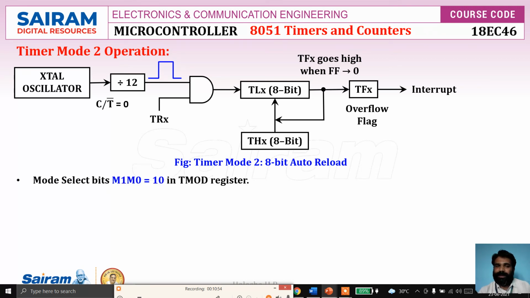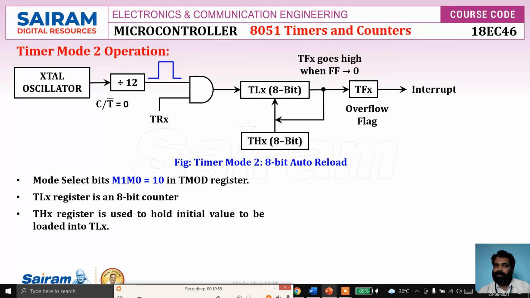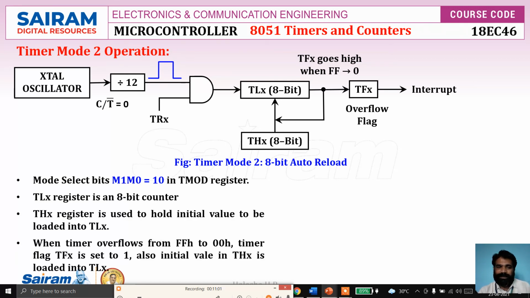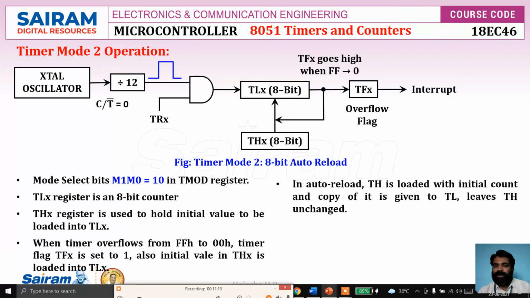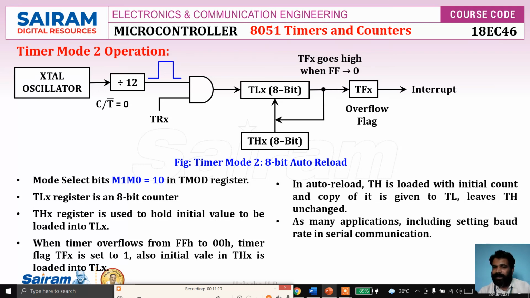So the mode select bits are 10. TLX is an 8-bit counter. THX is used to hold the initial value to be loaded into TLX. When the timer overflows from FF to 00, the timer flag is set to 1. Also the initial value in THX is loaded into TLX. So in auto reload, THX is loaded with the initial count and a copy of it is going to TLX, leaving THX unchanged. It has many applications, including setting the baud rate in serial communication. I mean, to set the baud rate in serial communication, we use mode 2.